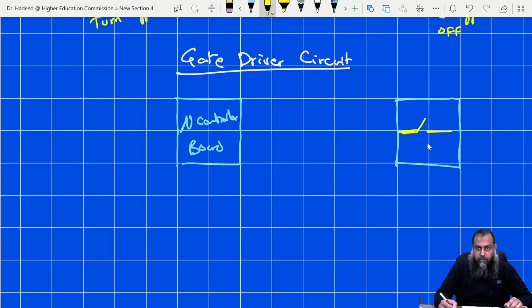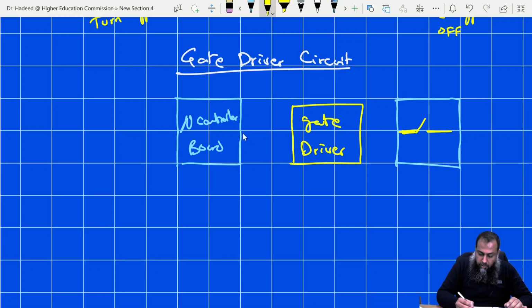It could be a BJT, it could be a MOSFET, but for all kinds of interfacing between the controller and the switches, we add another block here that is known as the gate driver circuit. Now, the gate driver circuit receives the input from a microcontroller, and then it drives the switch according to the instructions provided by this controller board.